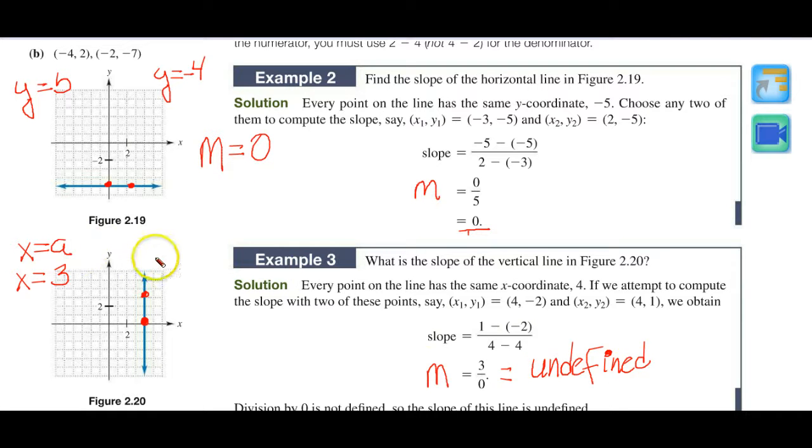And the slope then of a vertical line is undefined. All of them. So special cases, and you want to include this in your notes and then study that.